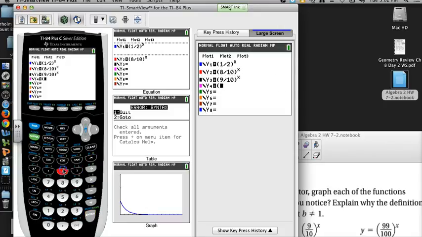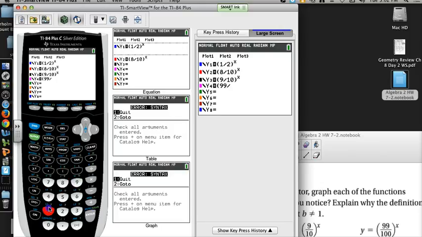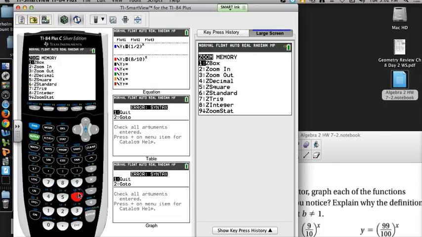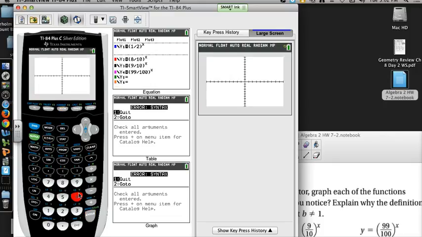And then 99/100 to the x power. And I'll do zoom 6, the -10 to 10 window. So there's that 1/2 to the x. And there's the 8/10, and we notice that it's starting to flatten out with the 8/10. And the 9/10, even more pronounced there from the blue to the black, that it's getting flatter and flatter.